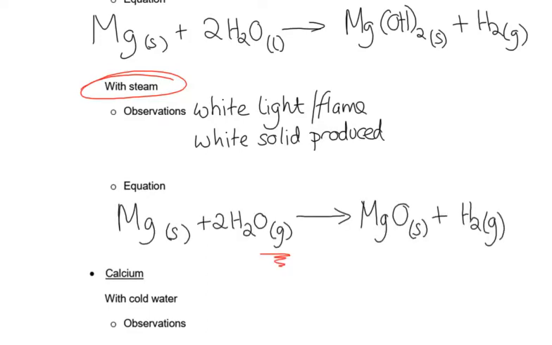Writing a balanced equation for that then, you've got the magnesium, which is solid, reacting with gaseous, so you can see the state symbol there for your steam, or water steam. This time we're making magnesium oxide, so a different solid product, and hydrogen.